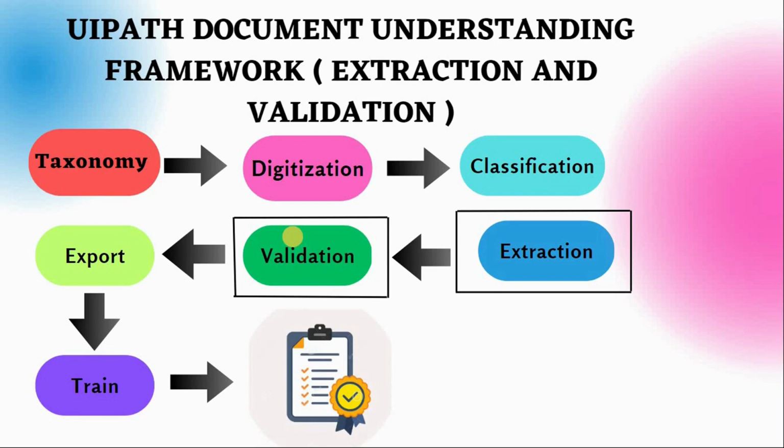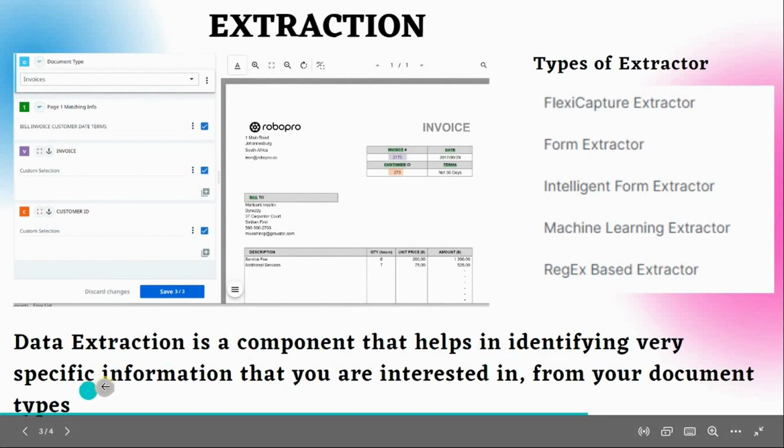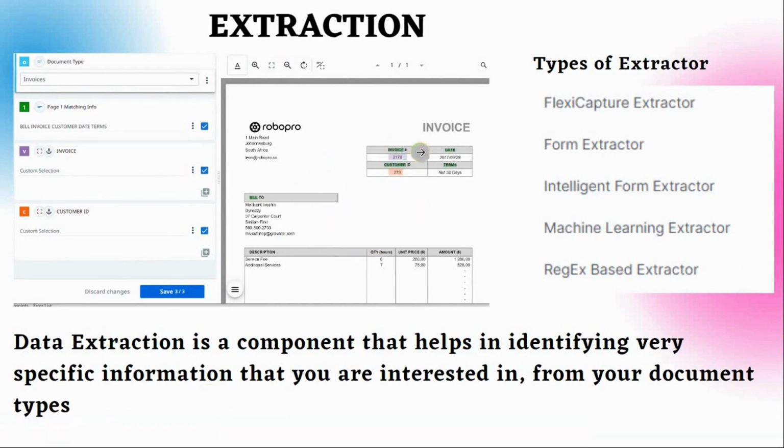Okay, so what do we mean by extraction? Data extraction is a component that helps in identifying very specific information. If you see in this example, we have invoice ID, customer ID, date, terms, and other things. In data extraction, UiPath Document Understanding extracts the exact components and maps them here.